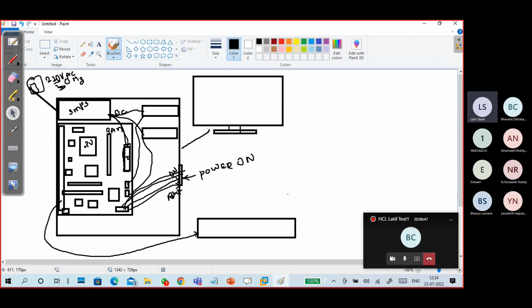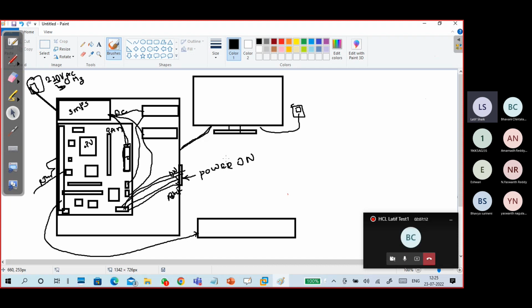And also the monitor connection. The monitor is also connected to the power supply, right? The power supply connection is there and the data cable connection is there. It's connected from the backside. Okay. And the Ethernet connection, Ethernet cable connection, LAN connection, RJ45.